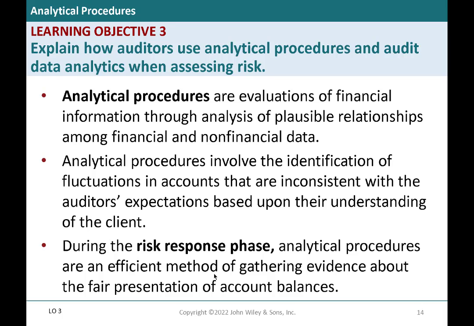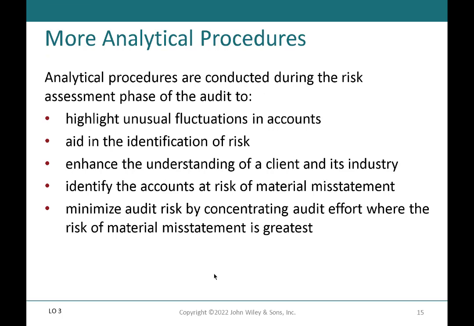Now, this ratio analysis is only one form of analytical procedures. So there's a bunch of different analytical procedures we're going to use in the risk assessment stage. And also once the auditor moves on to the risk response stage, they'll continue using analytical procedures to try to get some clarification on account balances for individual accounts. So these analytical procedures can be used at different points in the audit. Specific to the risk assessment phase in the audit, one of the big focuses of the analytical procedures there is to highlight unusual fluctuations in accounts.